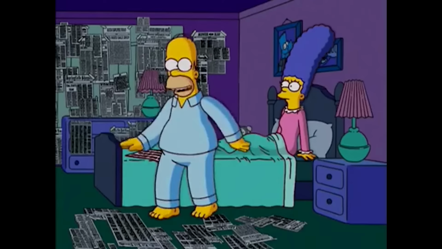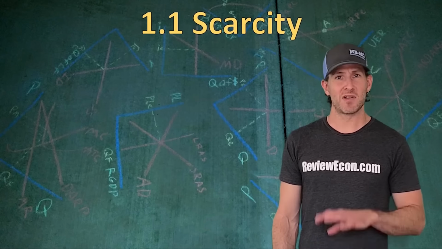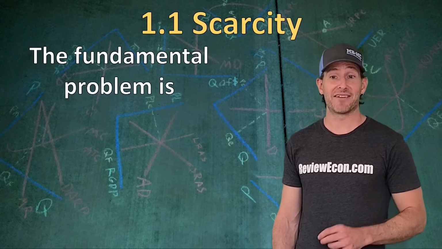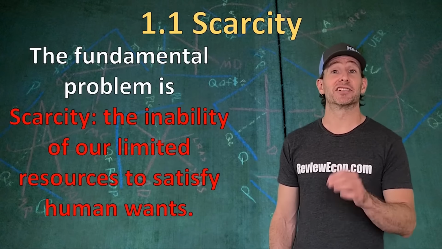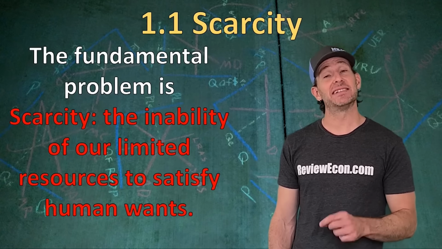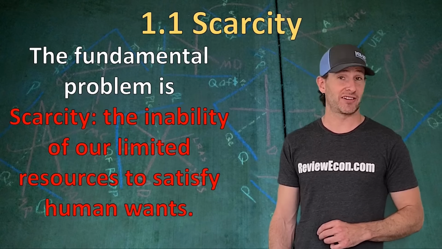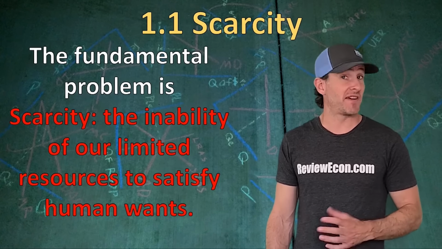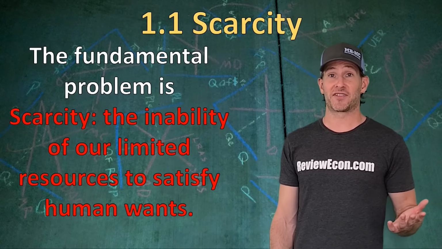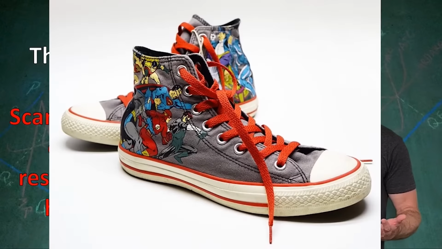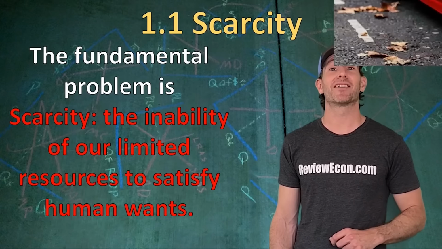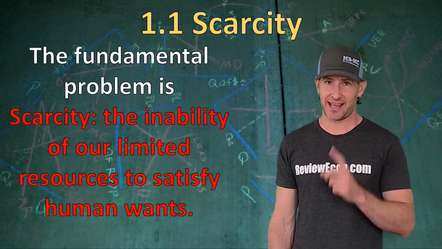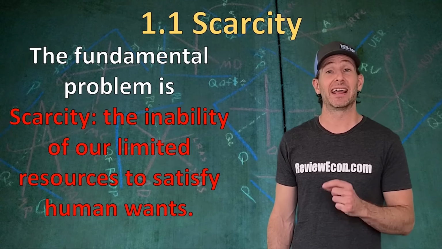And away we go! First up, we've got scarcity. Pretty simple concept here. Scarcity is the fundamental problem we have in economics. It's everywhere and it's pervasive. Scarcity is the inability of our scarce resources to satisfy human wants. We don't have enough of everything we want in this world. We don't have enough cupcakes. We don't have enough shoes. Heck, I don't have enough Ferraris. Scarcity is pervasive, it's everywhere, and it's always the first concept you're going to learn in economics.